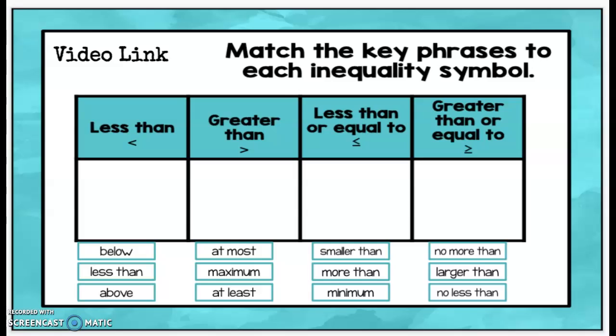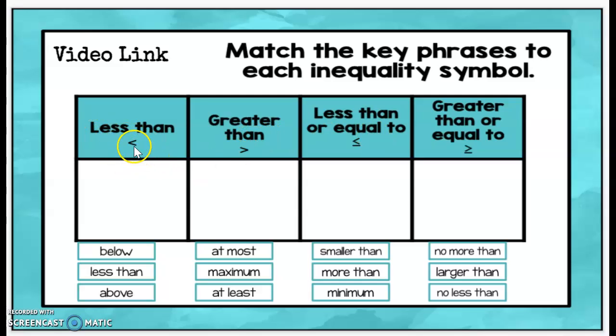Okay, here we are on slide 6. We are going to match the key phrases below in our word bank down here to each inequality symbol. Remember, we were talking about how these symbols are not equal signs. Now we're going to be using inequality signs in our different expressions.